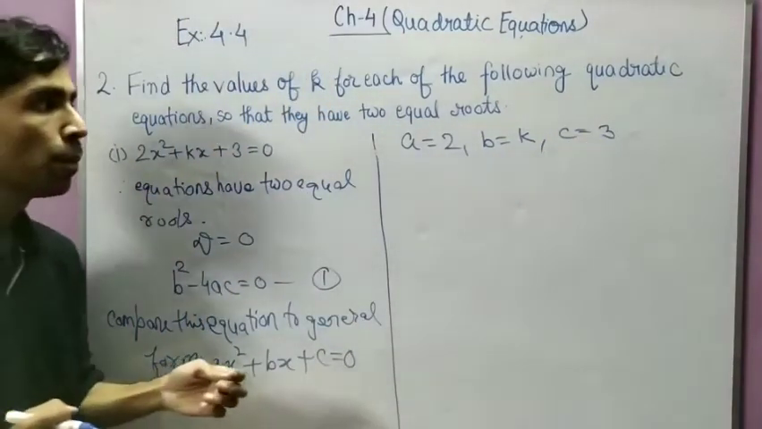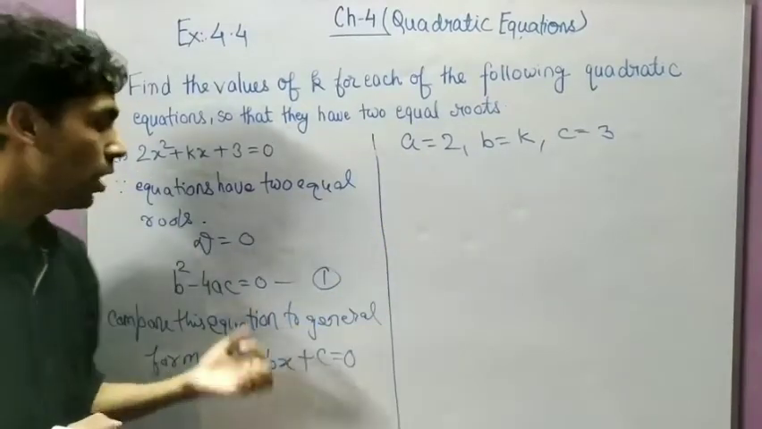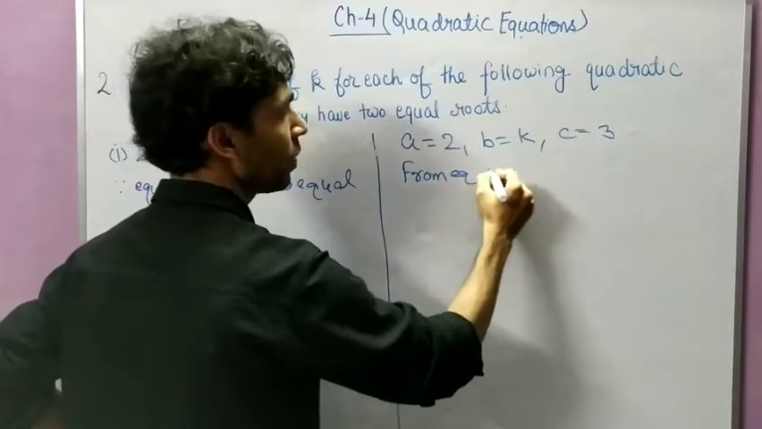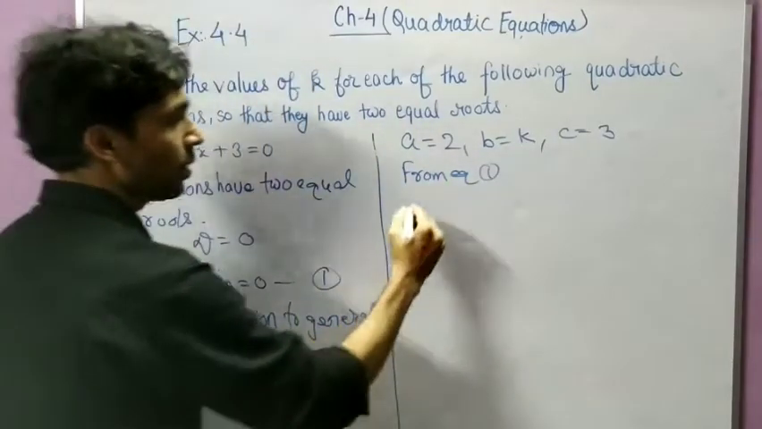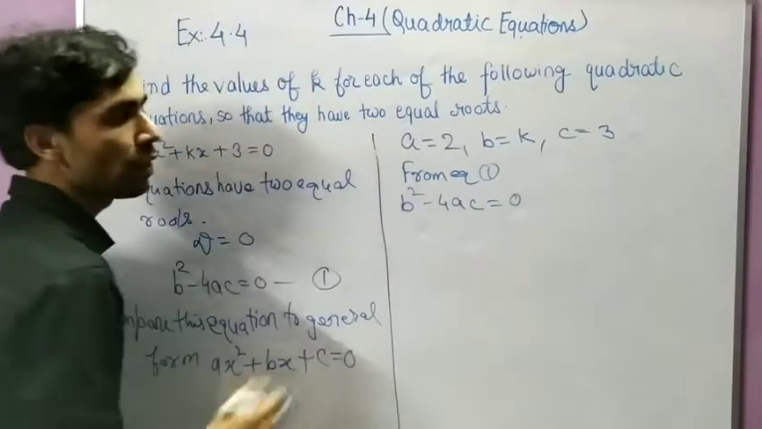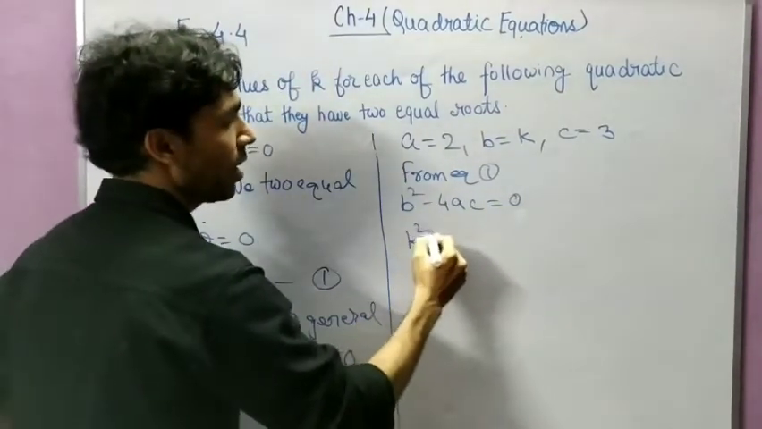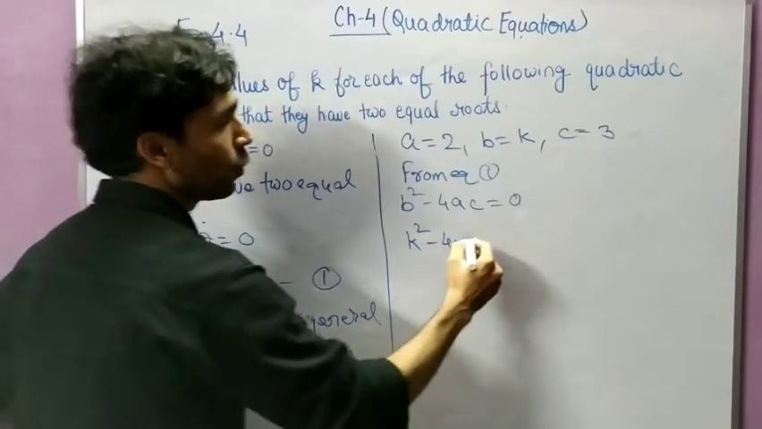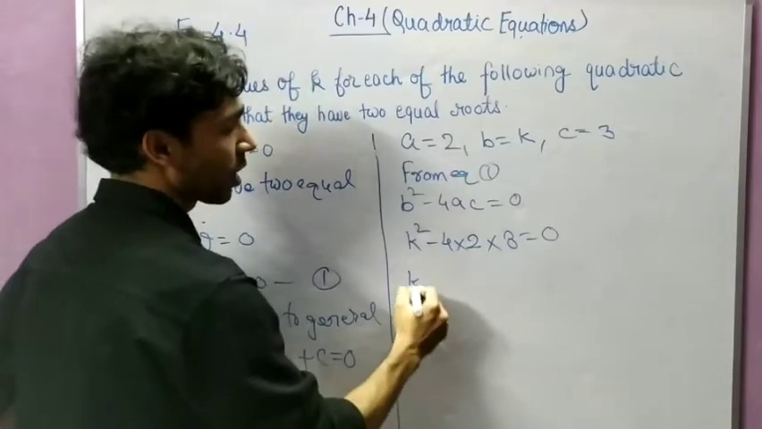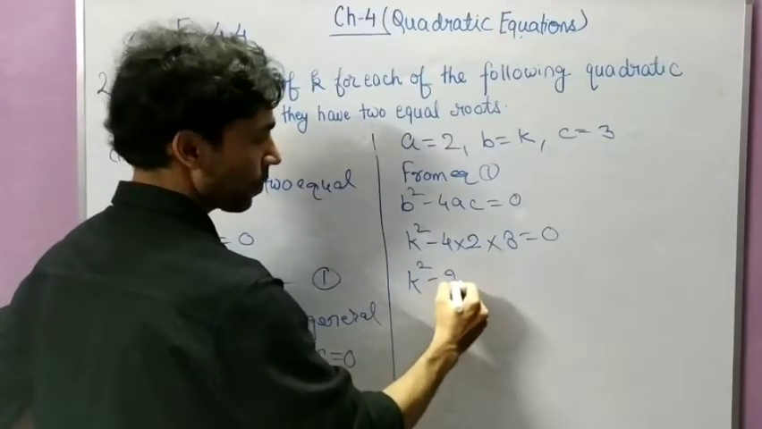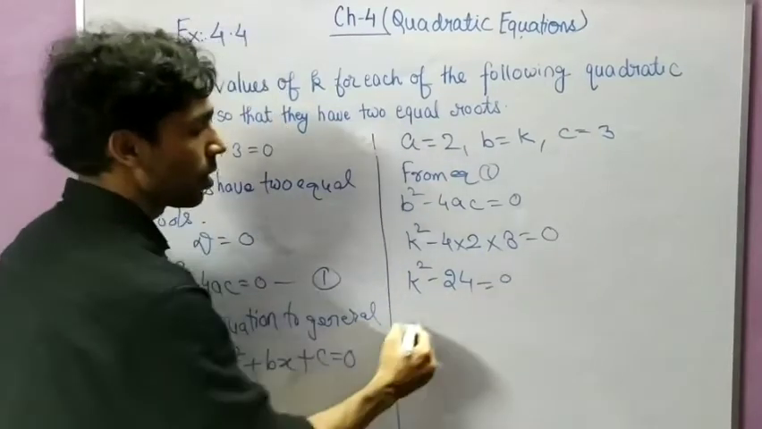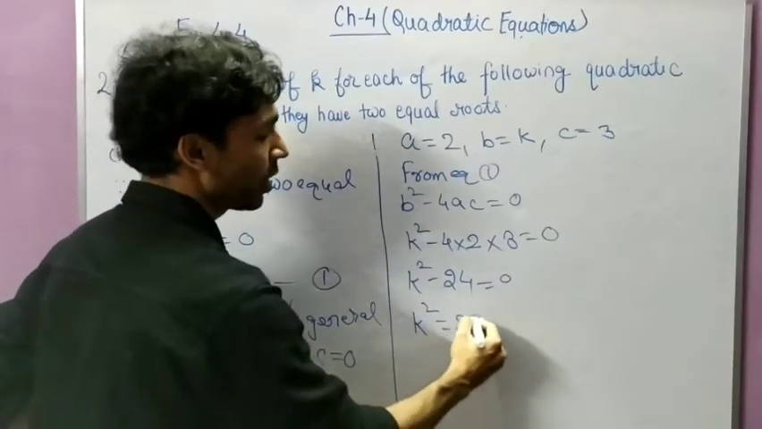Now what you do? Put all the values of a, b and c in equation number 1. So from equation 1 we can write b square minus 4ac equal to 0. Now put the value of b, so it will be k square minus 4 into the value of a, which is 2, and the value of c is 3, equal to 0. So k square minus, 4 twos are 8, 8 threes are 24, equal to 0. Now k square is equal to 24.